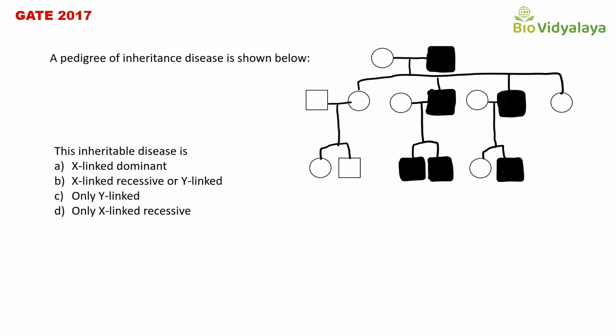This is the question from GATE 2017. A pedigree of an inheritable disease is shown below. This is the pedigree. This inheritable disease is: option A, X-linked dominant; option B, X-linked recessive or Y-linked; option C, only Y-linked; option D, only X-linked recessive.